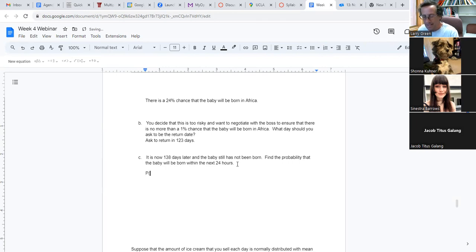Okay, this is the probability. 24 hours from day 138 is day 139, right? So that means the probability that 138 is less than X is less than 139, given that X is greater than 138. Because it hasn't been born yet. Do you see that? Any questions on this?